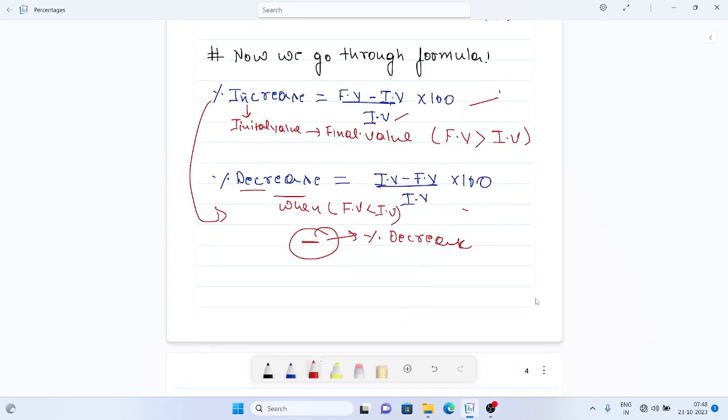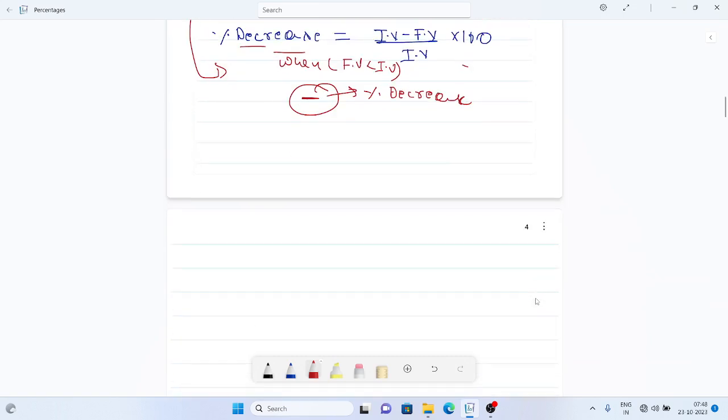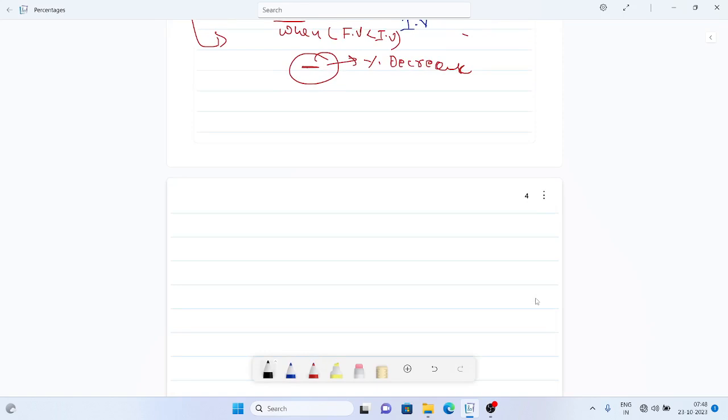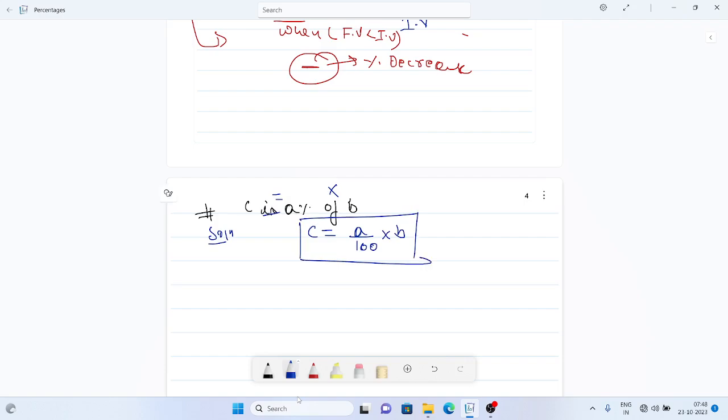Now note it down please. Then there is one concept. If I say C is A percent of B, what does it mean? You have to understand this. Is means equal to, of means into, so C equals A percent of B, meaning C equals A by 100 into B. Just like this, so you have to remember this.